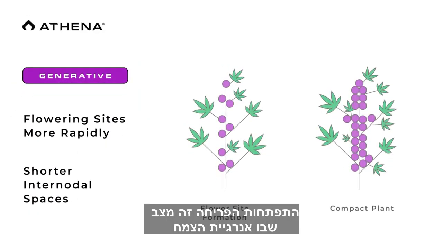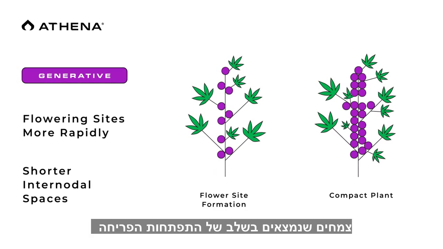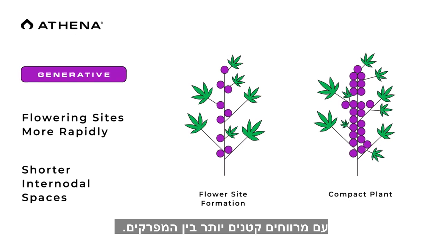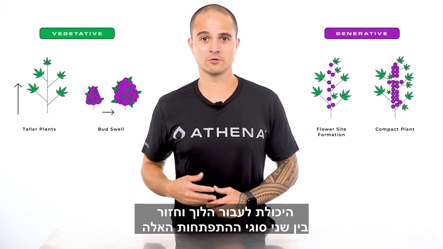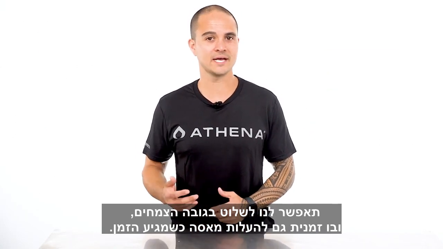Generative growth is when a plant's energy is focused on producing flower sites more rapidly. Plants that are in a generative growth phase will typically grow more compact with shorter internodal spaces. Being able to bounce back and forth between these two types of growth will allow us to control the height of our plants while also being able to put on mass when it's time.